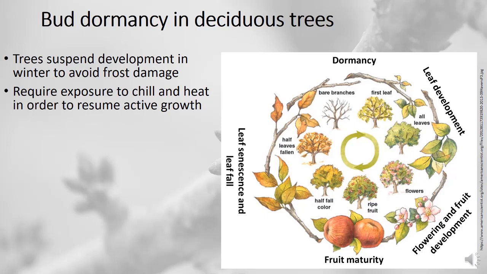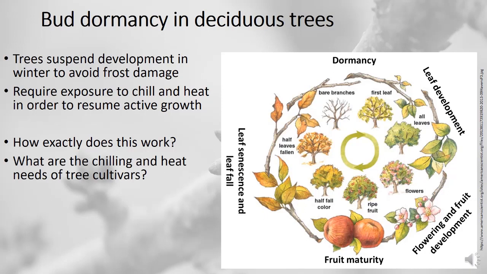And in order to know when spring starts, they require exposure to chill and heat in order to resume active growth. But how exactly does this work? What are the chilling and heat needs of tree cultivars, and how will global warming affect this? These are questions that my working group is very interested in, and we're actively doing research on, and this is why I'm excited to be able to talk to you about this today.